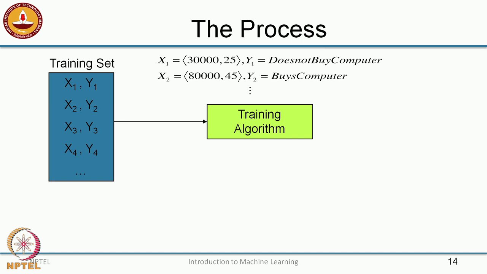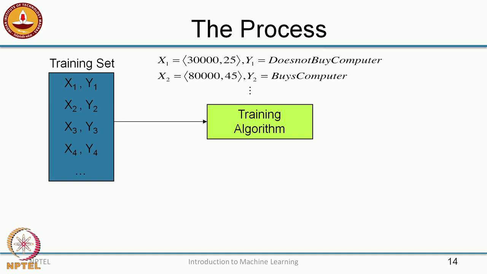So, remember our x's are the input variables. The x's are the inputs. In this case I should have the income and the age. So, x1 is like 30,025 and x2 is like 80,045 and so on, and the y's are the labels, they correspond to the colors in the previous picture. So, y1 does not buy a computer, y2 buys a computer and so on. So, this essentially gives me the color coding. So, y1 is essentially red and y2 is blue.